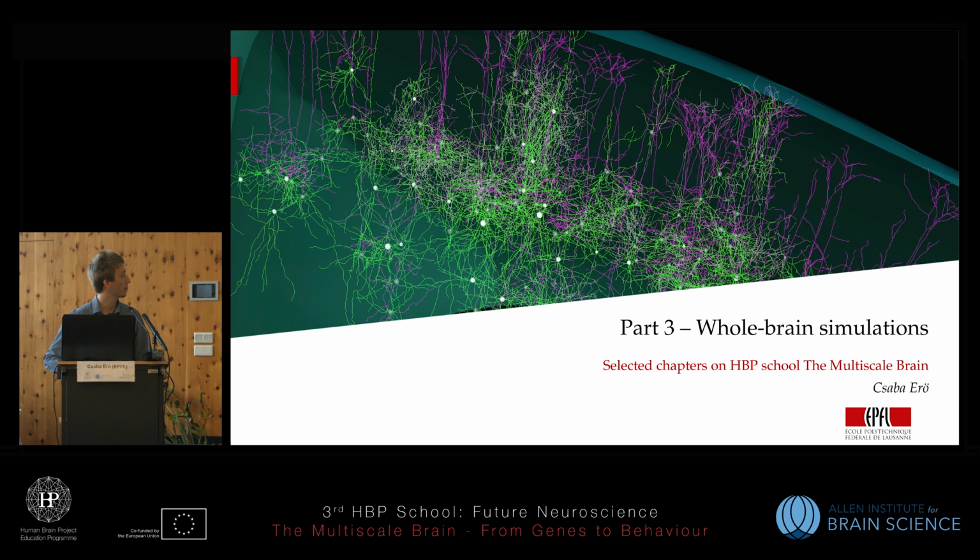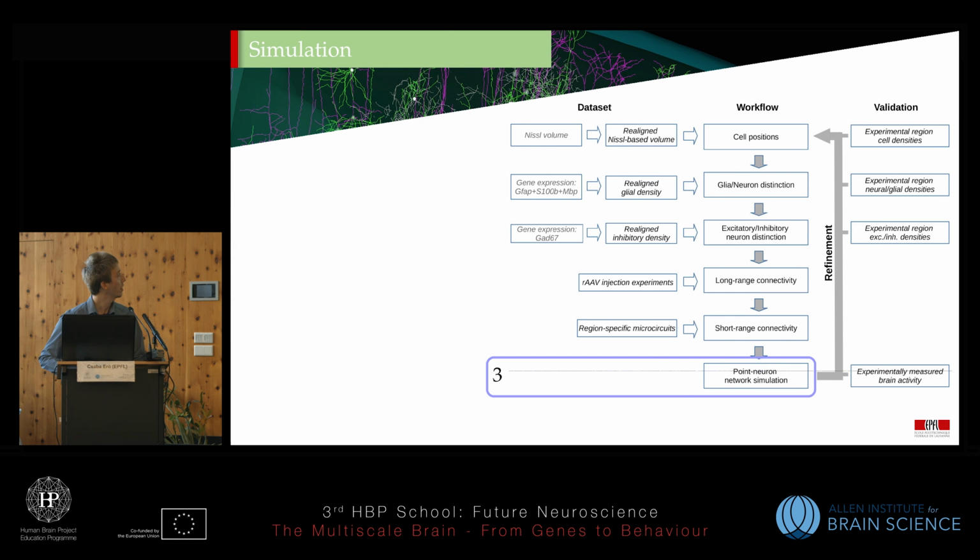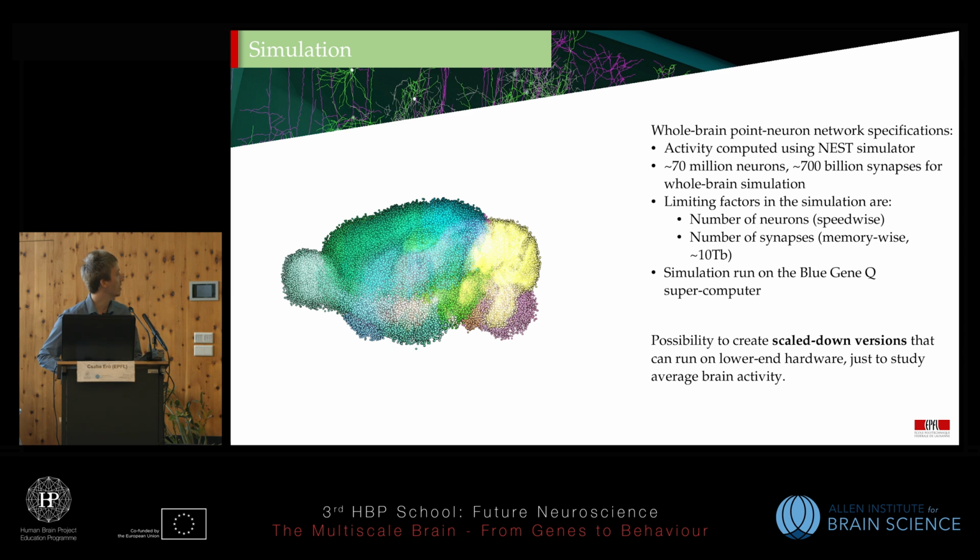And finally, the simulation part. So now we have a network, and obviously we want to simulate it, otherwise it's not that interesting. So this is the last part. First of all, let's look at the numbers here. This is a point neuron network. So we simulated it using the NEST simulator, which is really meant to run these large-scale simulations on even supercomputers. And so if you look at the numbers, you have 70 million neurons that remain, and you have 700 billion synapses for the whole brain simulation.